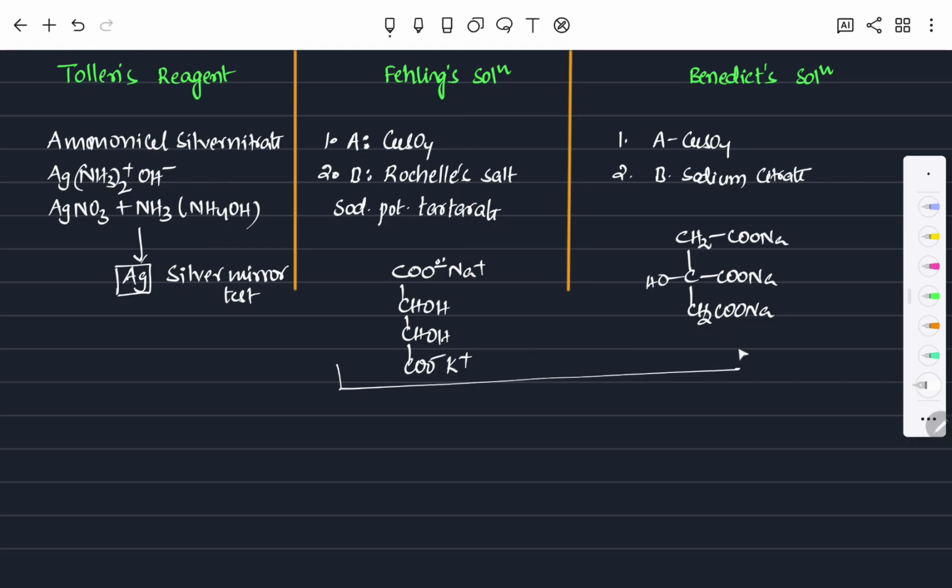In both cases, Fehling and Benedict, the Cu2+ at the end of the reaction finally converts into Cu2O. It is a red brown precipitate. If Fehling and Benedict participate in the reaction, they finally convert into a red brown precipitate of Cu2O. In the Tollens reagent, silver mirror. In the Fehling and Benedict solutions, red brown precipitate if they undergo the reaction.